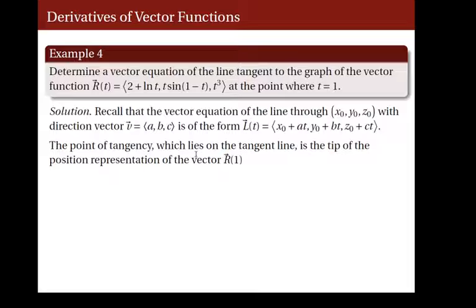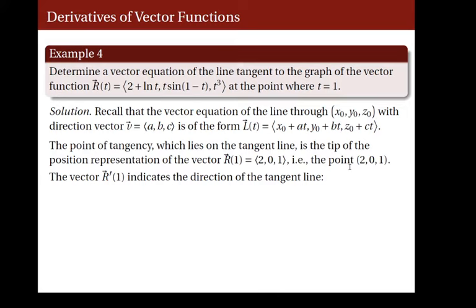Okay? Now what is R of 1? R of 1 is the vector obtained by evaluating this given function R at 1. And so we get 2 plus ln 1, 1 sine of 1 minus 1, and 1 cubed, which simplifies to the vector 2, 0, 1. So we have this vector. Now the position representation of this vector will be the vector from the origin to the point 2, 0, 1. So we may take our point x0, y0, z0 to be the point 2, 0, 1.